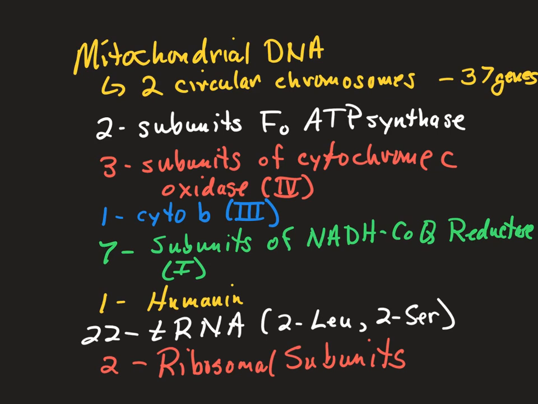Now, what it doesn't have is the genes to encode its own DNA polymerase and RNA polymerase. So the DNA polymerase and RNA polymerase for mitochondria are produced by nuclear genes and then transported into the mitochondrion, as are the rest of the components for the other things there.